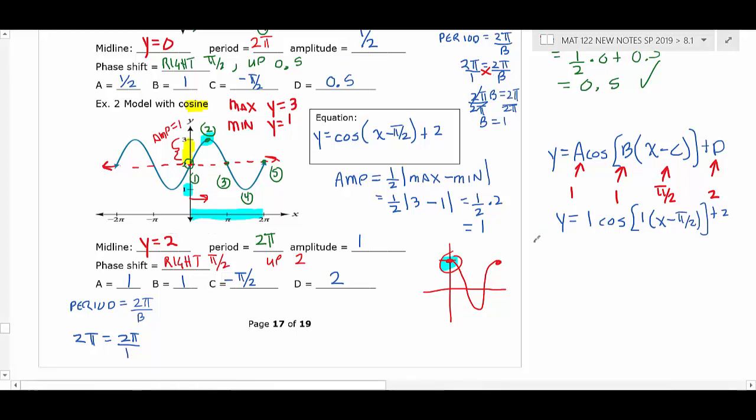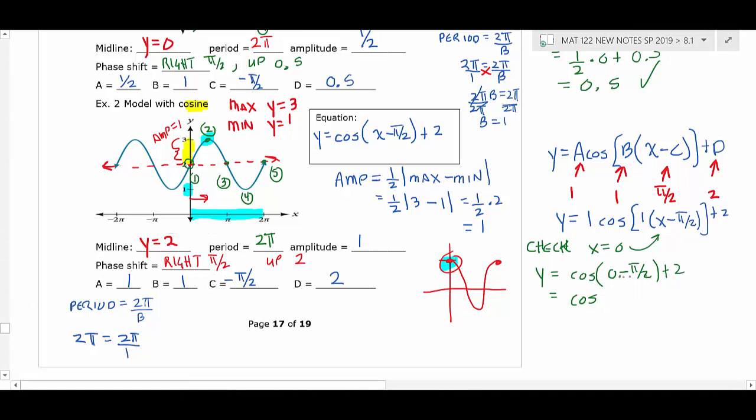So if you wanted to do a check, you can check any point you want to on this. This time I'm going to do 0 just for something different. I'm going to check x equals 0. So what I'd have is y equals cosine of 0 minus pi over 2 plus 2. That would be cosine of negative pi over 2. Okay, if you look at a unit circle at negative pi over 2, the cosine is 0 plus 2 equals 2. Okay, look at the point. When x is 0, we got 2. Okay, and all the points should check, so this should be a valid answer to that problem.